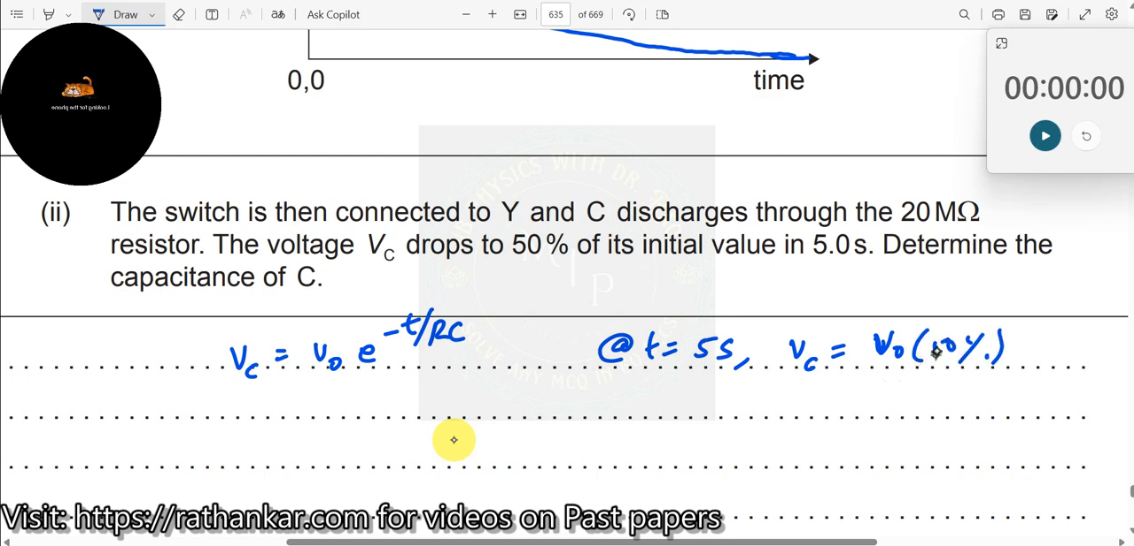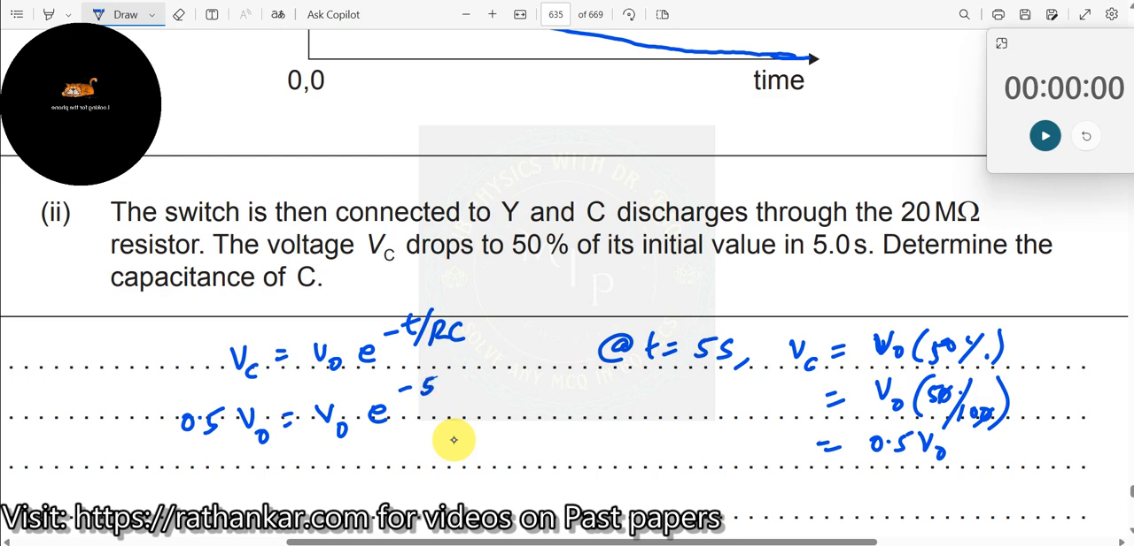At t equal to 5 seconds, your VC becomes V naught into 50%. What does V naught into 50% mean? This should be equal to V naught into 50 divided by 100, so this will be equal to 0.5 times V naught. I will substitute here: 0.5 times V naught is equal to V naught e to the power of minus 5 divided by R into C.